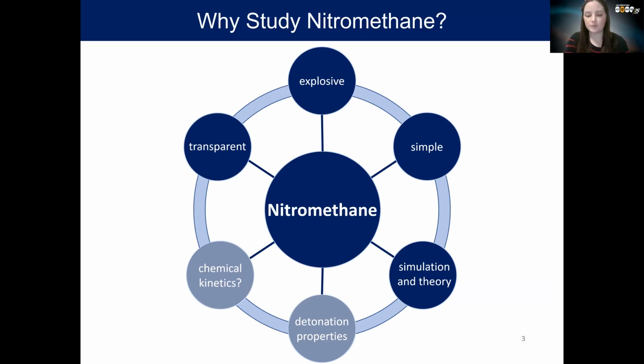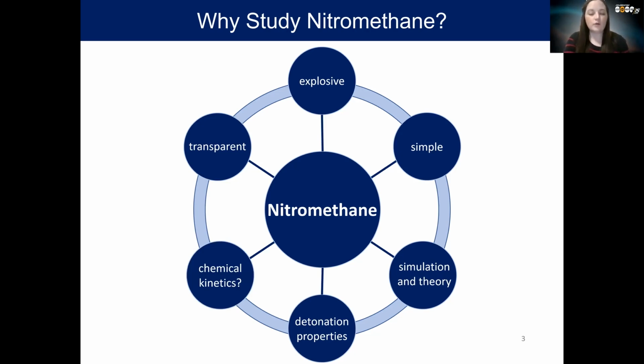Now, because people have been interested in nitromethane for decades, a lot is known about its detonation properties. But what isn't known that much about is its chemical kinetics, so what's going on with the chemistry behind that detonation front. So that's what I was interested in looking at.